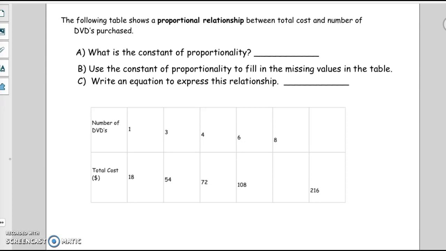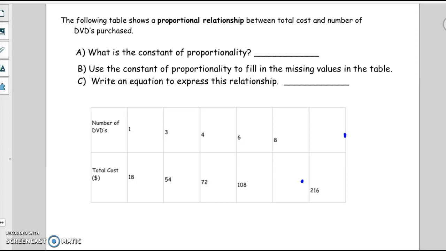So right now, I want you to pause. I want you to write what is on the screen, and I want you to try to answer A, B, and C. Also, see if you can figure out what the missing boxes are. So see if you can figure out what the answers are in both of those. So pause and then press play when you're ready.